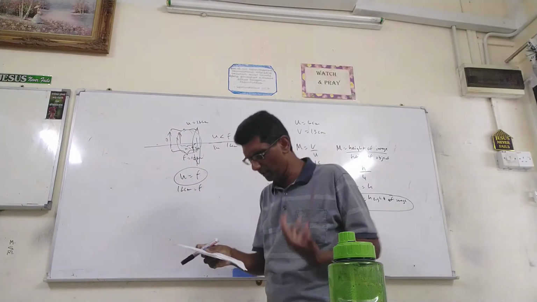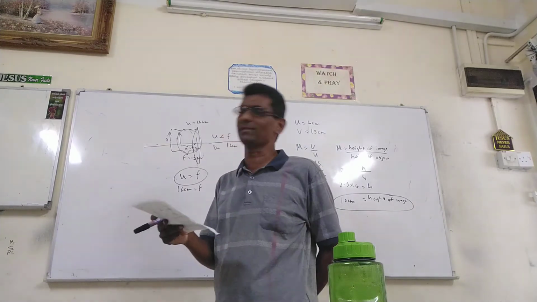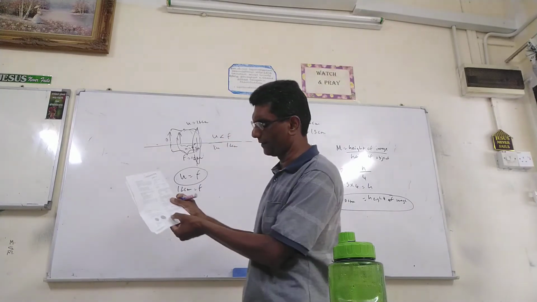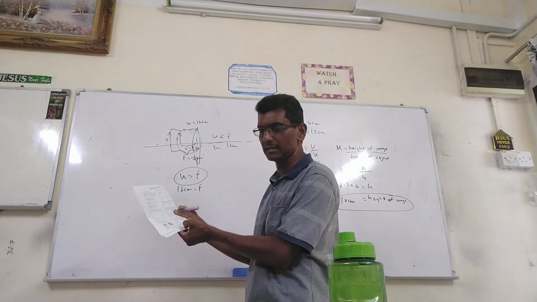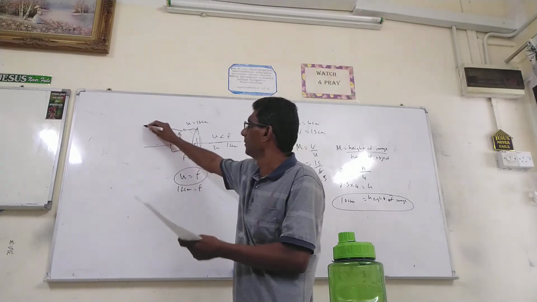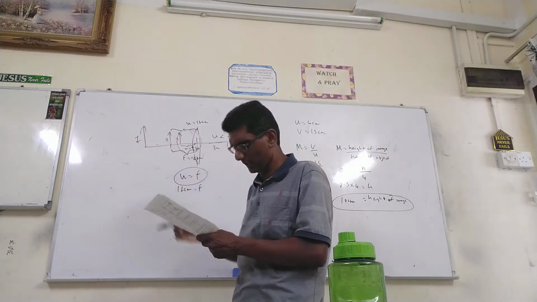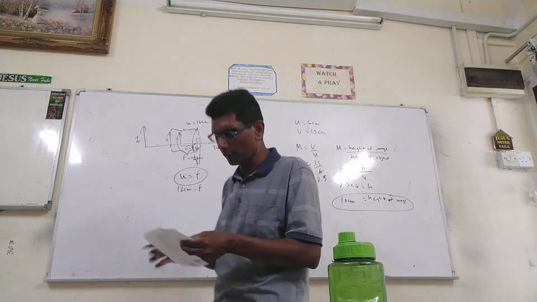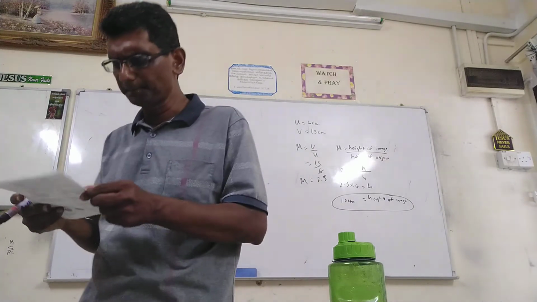So the characteristic of the image: the image forms on the same side of the object. Out of the four characteristics, the answer is D. The image will form on the same side of the object. Question 12, okay? And question 13.